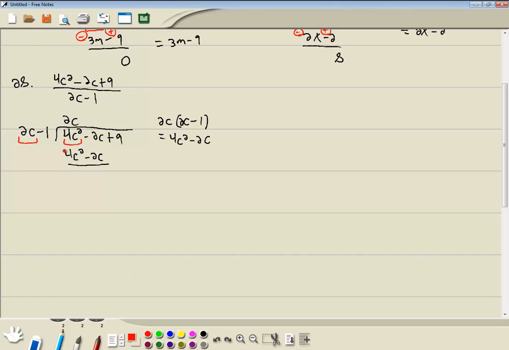Now we're going to subtract that line, which means flip signs. So this becomes a negative, this becomes a positive. 4c squared minus 4c squared drops away. Negative 2c plus 2c drops away, and then I'll bring down the 9. Now the degree of this 9 is 0, and the degree of the 2c minus 1 is 1. It's a different idea. We're asking ourselves, what's the largest power of c? Same concept, though. So we're going to take the remainder, which is 9, and put it over what we're dividing by. So our answer would be 2c plus 9 over 2c minus 1.